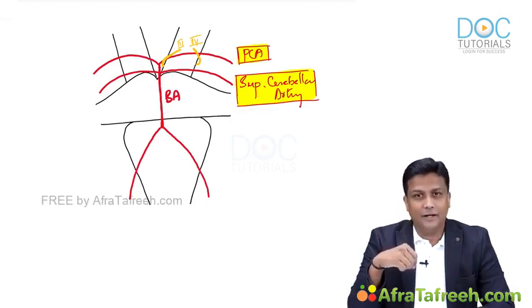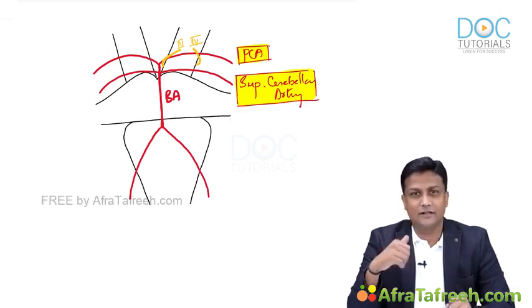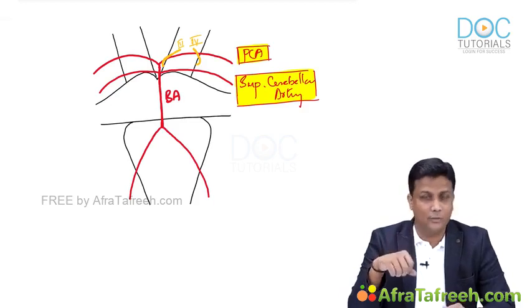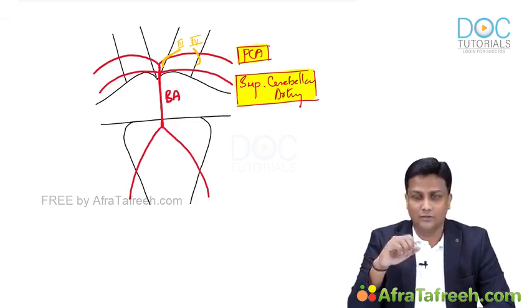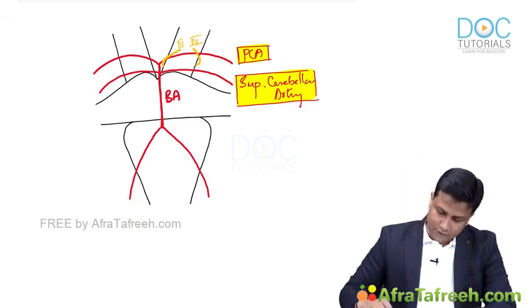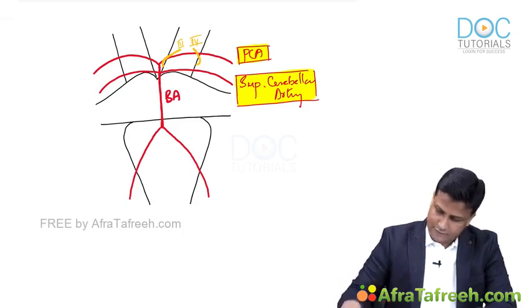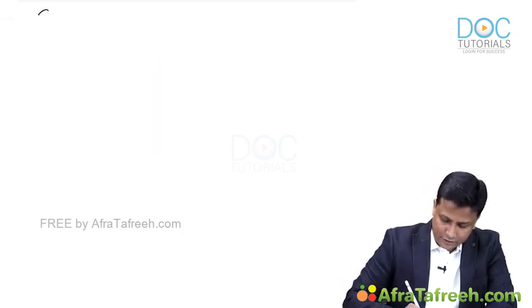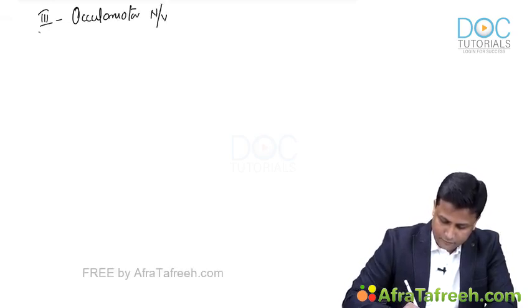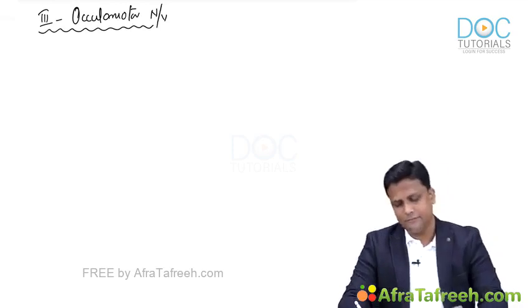Now, keeping this in mind, let us do one thing. First, let's learn about the third cranial nerve, that is your oculomotor nerve, and then the fourth cranial nerve, that is your trochlear nerve. Okay. So, let's get started with the third nerve first of all, guys. So, the third cranial nerve, that is oculomotor nerve. Oculomotor nerve, guys. We'll do one thing.